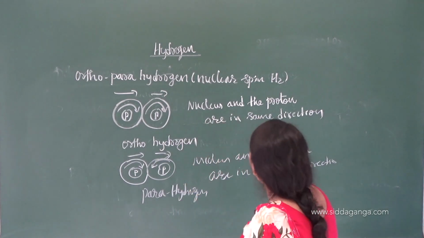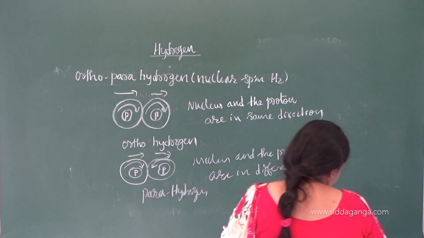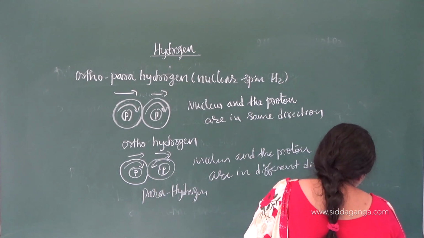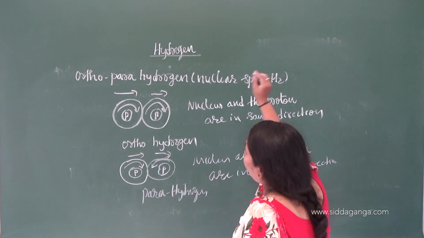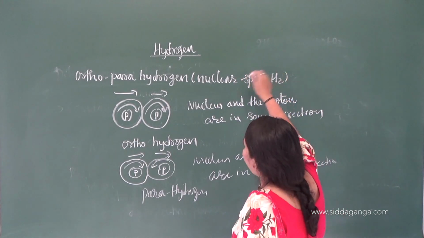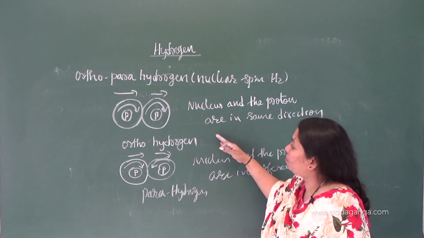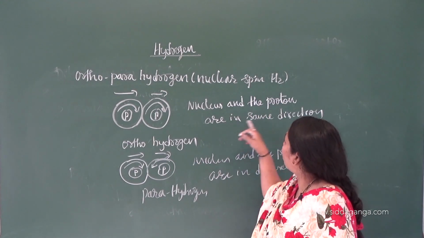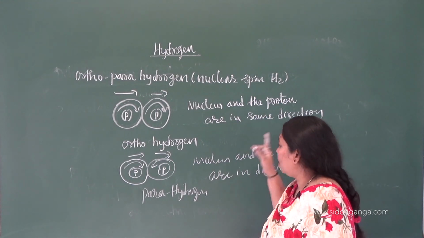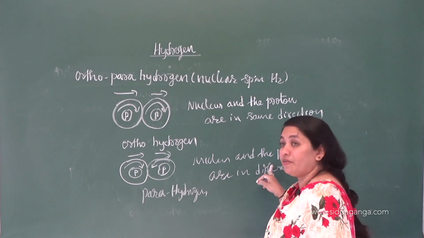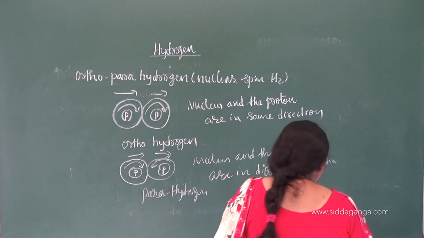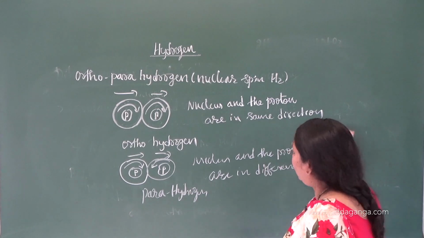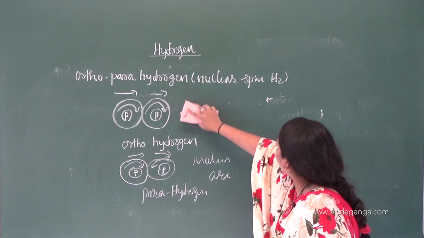So at room temperature, these are important points. Note down this one. What is the meaning of orthohydrogen and para-hydrogen? Nuclei in the same direction is ortho. Nuclei in different directions is para. So these are ortho and para hydrogens. These are important points.